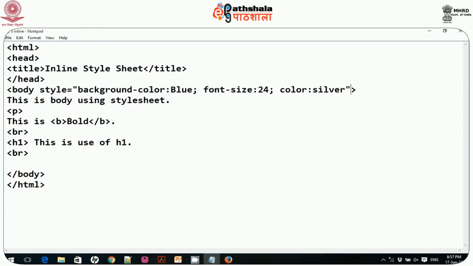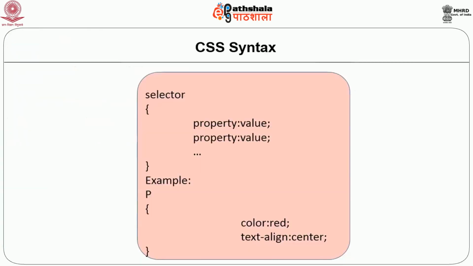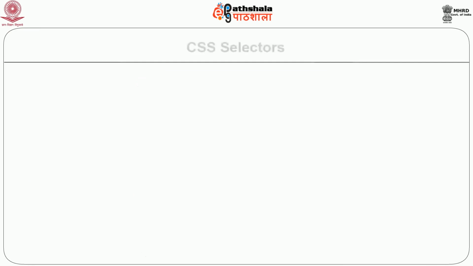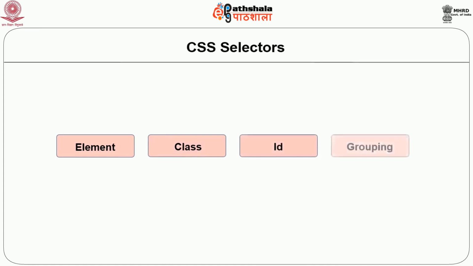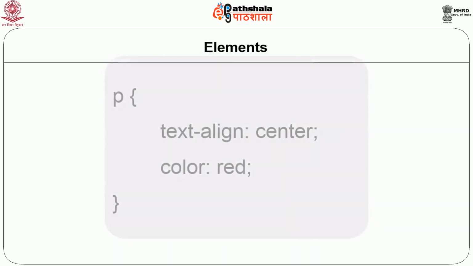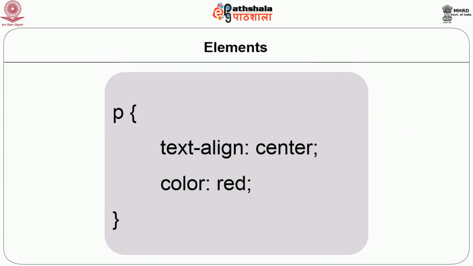Now you might be wondering what else you can do with style sheets. So I quickly go through it. You can check that this is the general syntax. Now there are many selectors available: element, class, ID or grouping. Element is the same as what we are using: P, body, H1, etc. Like say for example here I provide P, text-align is center and color is red.